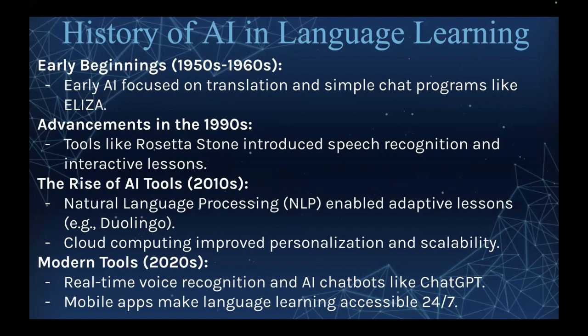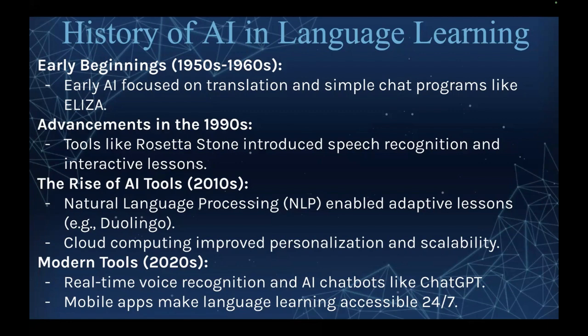Advancements in the 1990s, tools like Rosetta Stone introduced speech recognition and interactive lessons. The rise of AI tools kind of started in the 2010s with natural language processing, or NLP models, which pretty much allowed you guys to use adaptive lessons like Duolingo, kind of what they do there.